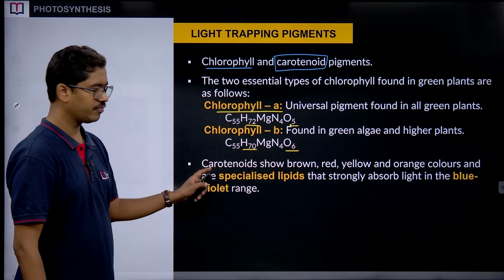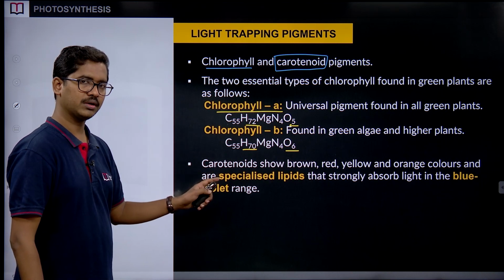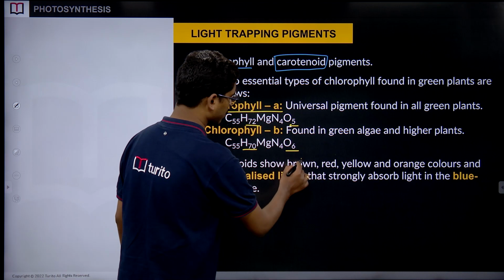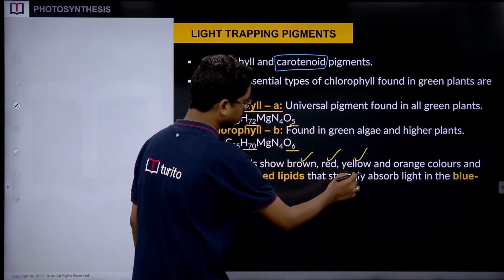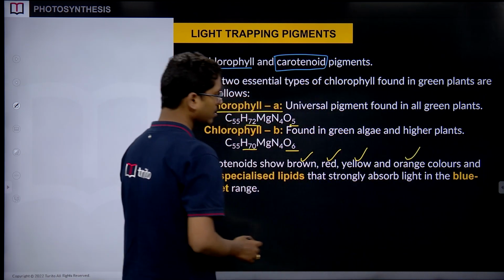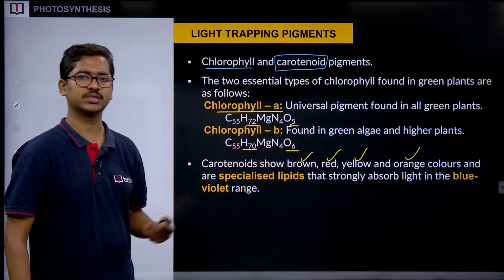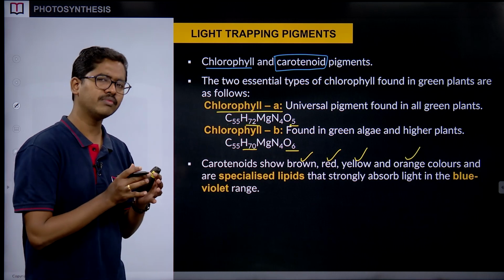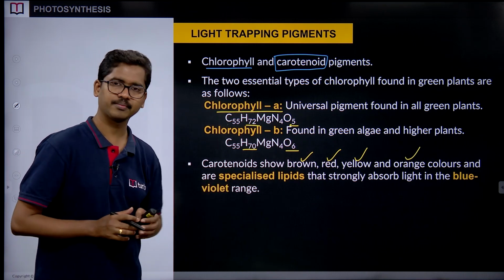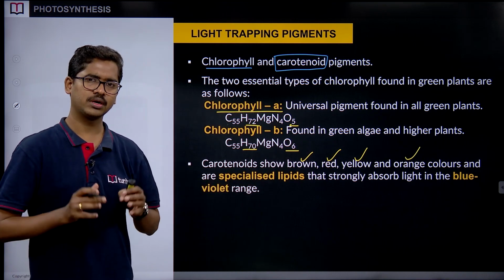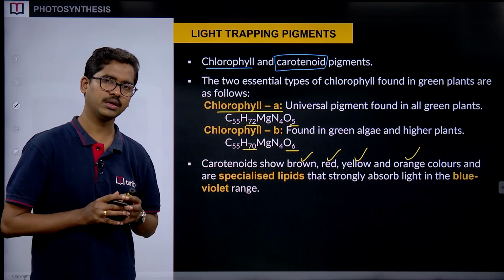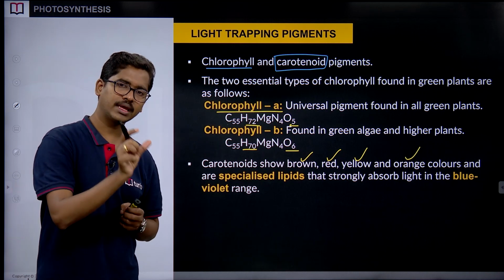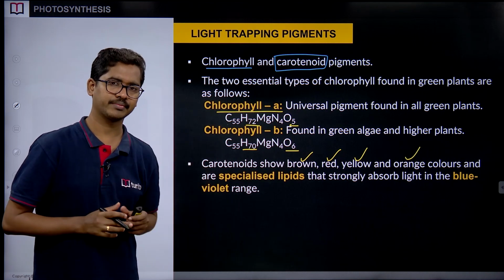Carotenoids express themselves in different colors, that is brown, red, yellow and orange. This color exhibition is done by specialized lipids, so they are more or less linked to fat molecules. They are lipids here. Most of the time they trap the light within the range of blue to violet.